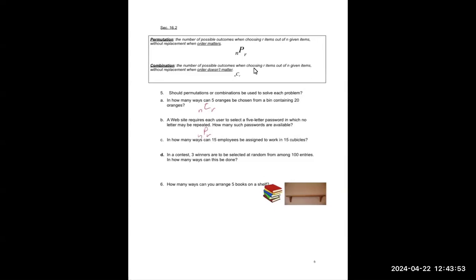There's a difference between these cubicles. You can think about it in either way, but when you pick Janie first to be in that first cubicle, that's different than picking Janie to be in the fourth cubicle. And some of them might have pretty views out the windows. Some of them may not. Some of them may be next to the air conditioner. Some of them may not. So I'm thinking that the order here is important because it determines which person is going to be in which cubicle, and that's important.